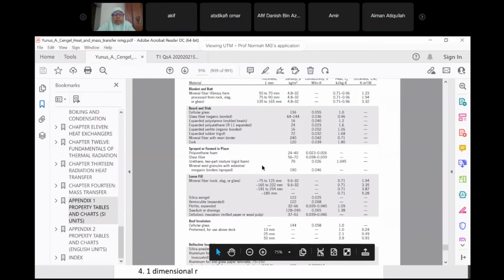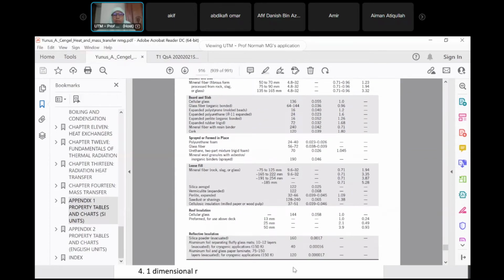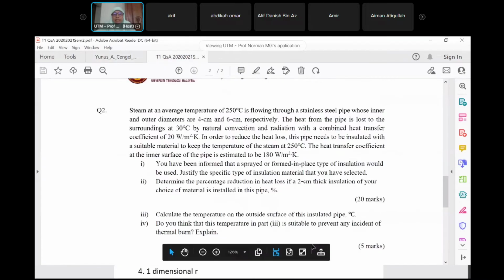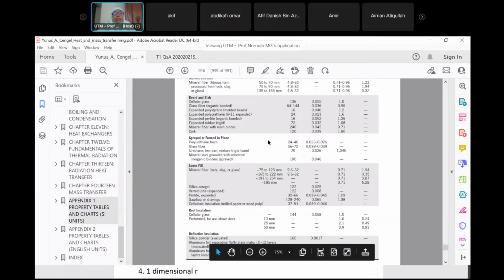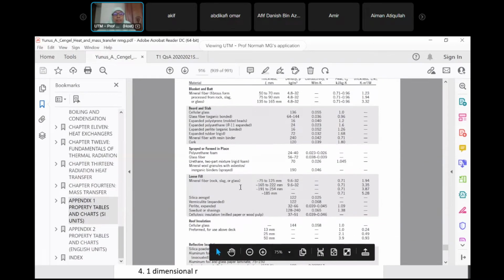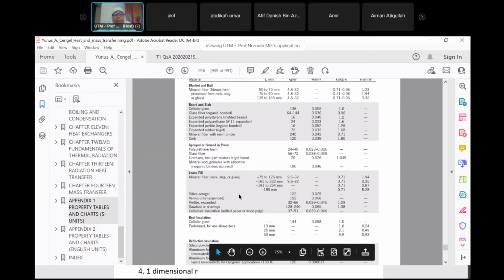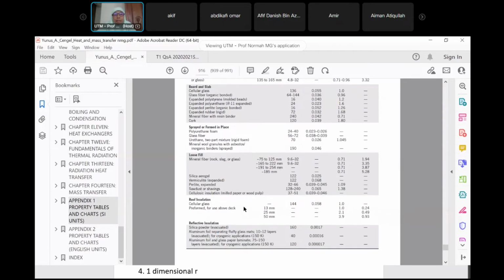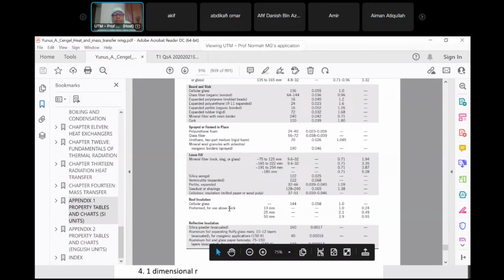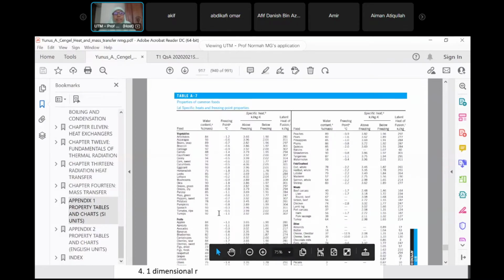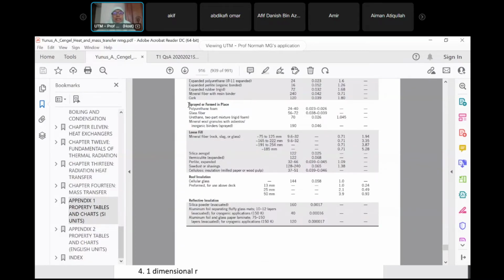Let's look. Spray or foam type of insulation. What do we have here? Board and slab, blanket and batt, loose fill, perlite, preformed for use above deck, reflective, ventilation. Anything else?